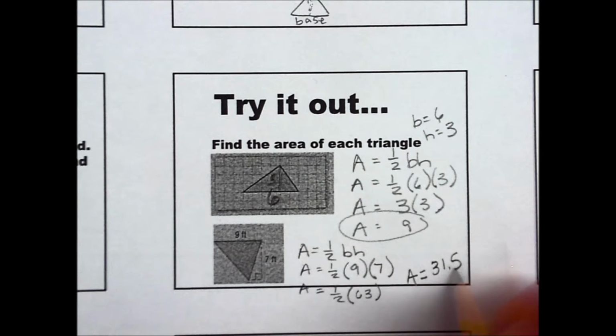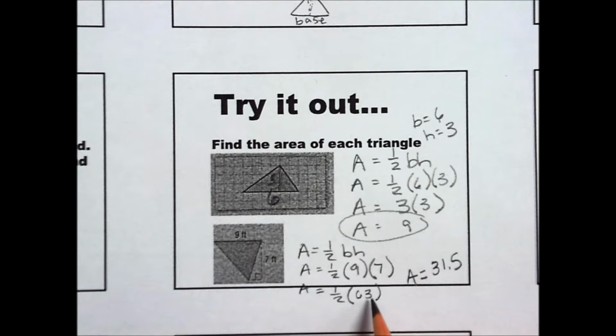And all I did was type 63 into my calculator and divide it by 2. That's how you take a half of a number.